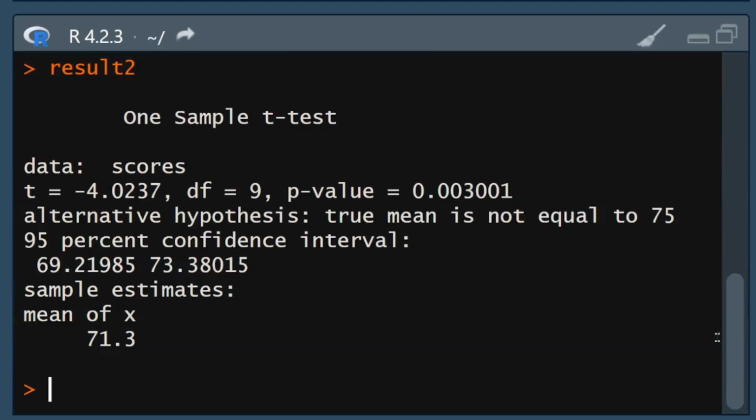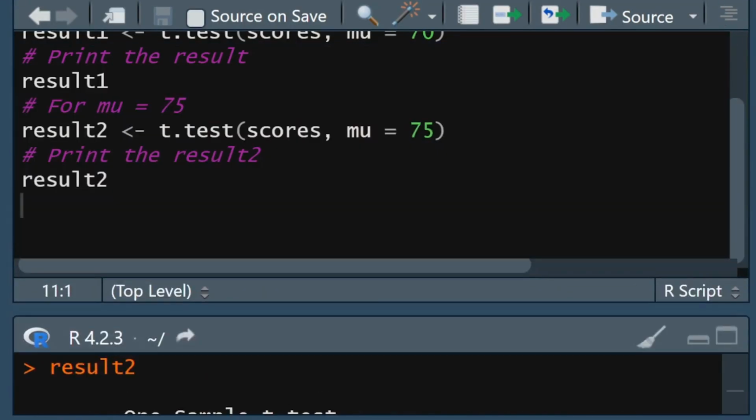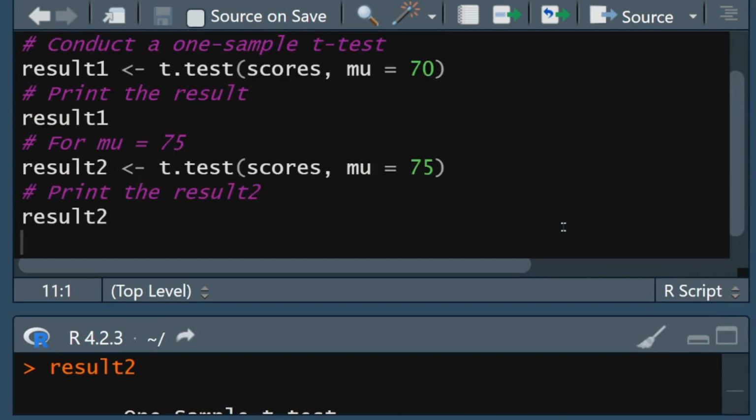For this test, our t-statistic is minus 4.02 with 9 degrees of freedom, and the p-value is 0.003. As this p-value is below the significance threshold of 0.05, we reject the null hypothesis. This implies a statistical difference between our sample mean and the revised benchmark of 75.